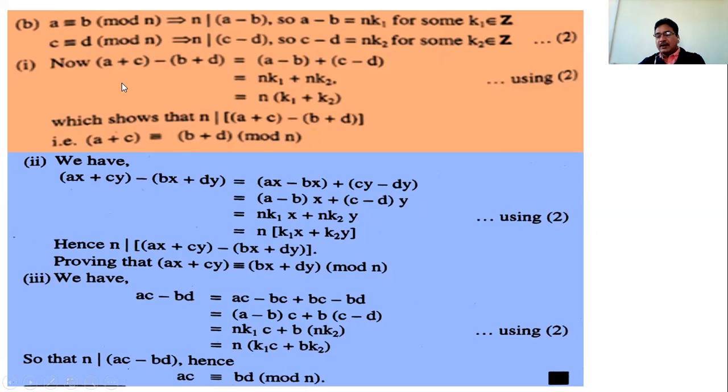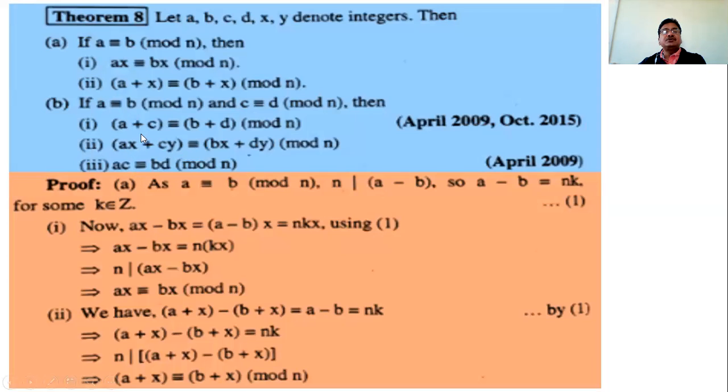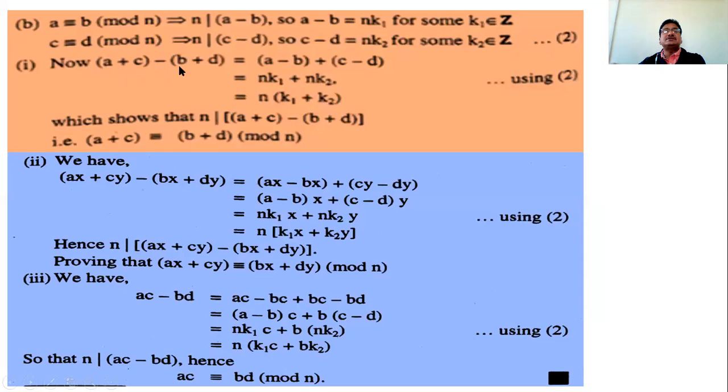Then what do we have to show first? We have to show a plus c is congruent to b plus d modulo n. a plus c is congruent to b plus d modulo n if n divides (a plus c) minus (b plus d), and n divides (a plus c) minus (b plus d) if (a plus c) minus (b plus d) can be expressed in the form n into some integer. So we consider (a plus c) minus (b plus d) and express this in the form n into some integer.